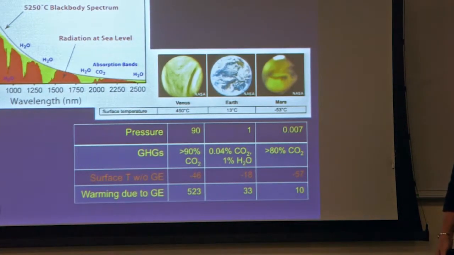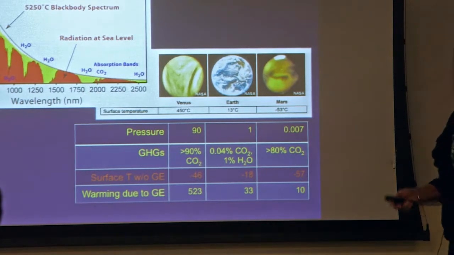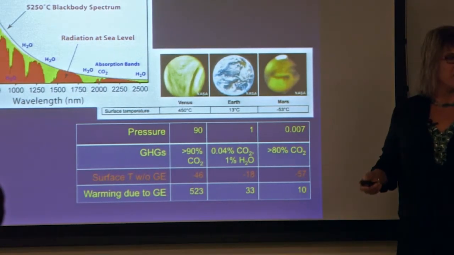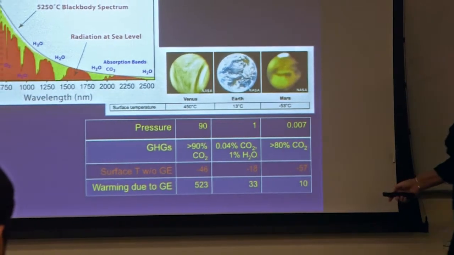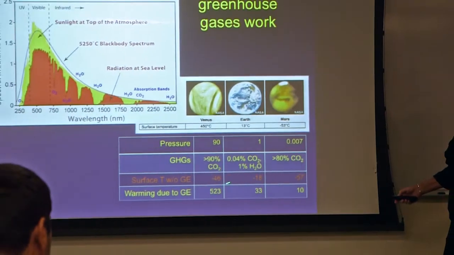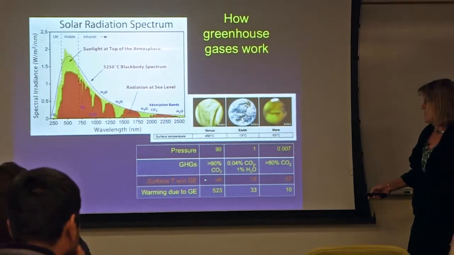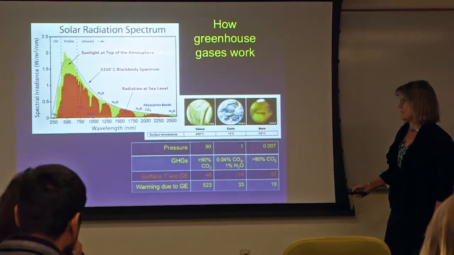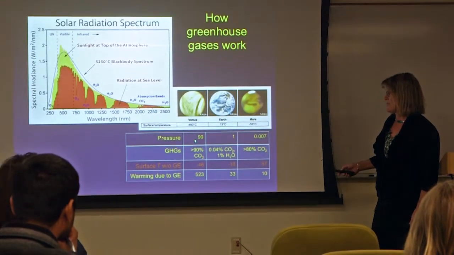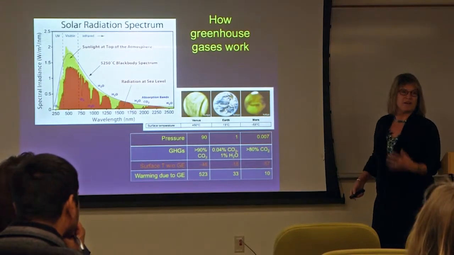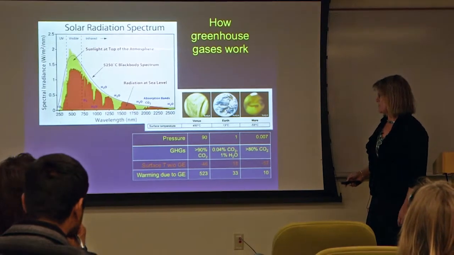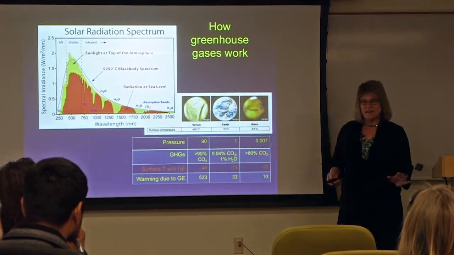It would be much, much colder than it is. In fact, we're lucky that we have the greenhouse effect because it keeps the Earth warmer. And if we had Venus, actually the temperature would be minus 46 degrees, except for this very, very high abundance of CO2 in the atmosphere. Okay? So that's how the greenhouse effect works.